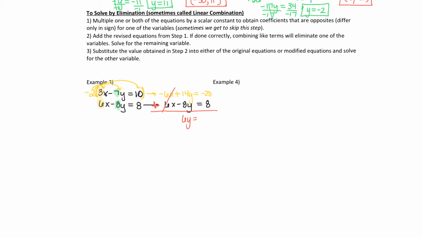And negative 20 plus an 8 gives me a negative 12. So now I can solve for y by dividing both sides by 6. So I have y equals a negative 2.